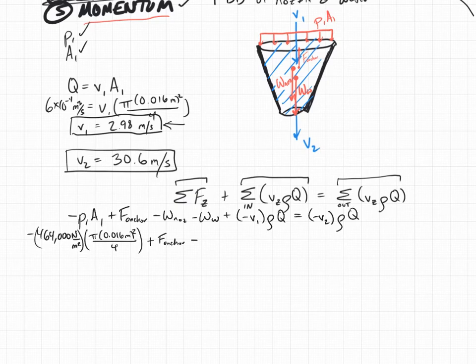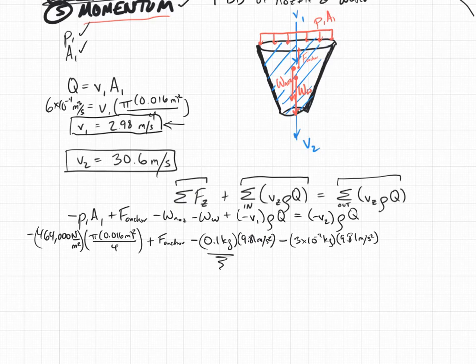Minus the weight of the nozzle, which is, what is the weight of the nozzle? Oh, 0.1 kilograms. 0.1 kilograms times 9.81 meters per second squared. That's a weight. A lot of you guys make the mistake of plugging this in. Remember, kilogram is a mass. It is not a weight. Minus the weight of the water, which is very small, 3 times 10 to the negative 3 kilograms times 9.81 meters per second squared. Okay, so those are all the weights.